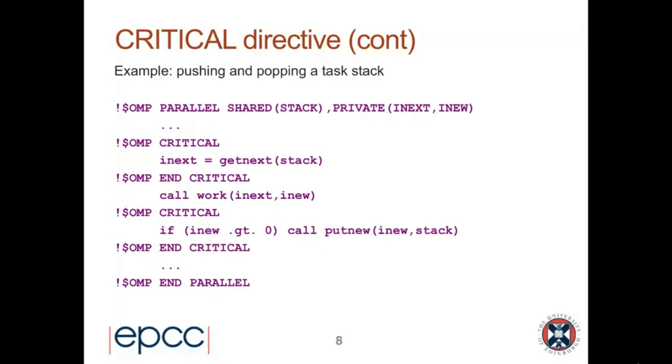Okay. So let's try and talk through this piece of code. We have a parallel region, so we have multiple threads executing, and we have this stack object, which is a shared data structure. So all the threads have access to the stack. The two calls that I have here: there's a call to get next, which will take a task off the stack, and then we can go away and call work, which actually does the computation, and that will potentially generate some new tasks. So if the new parameter is not zero, then that new task will be put back on the stack.